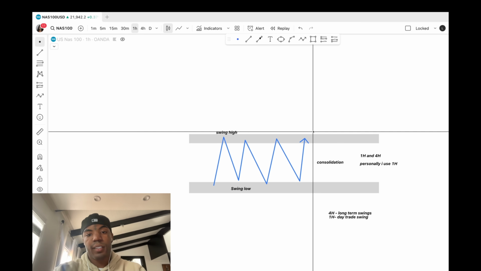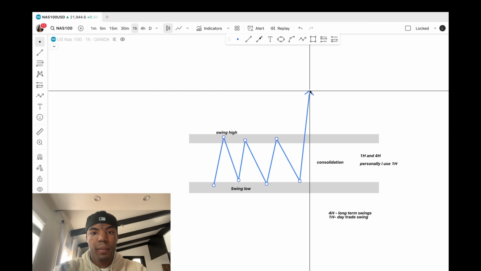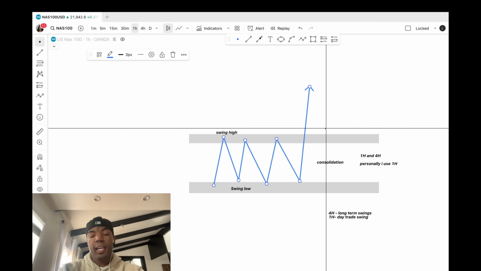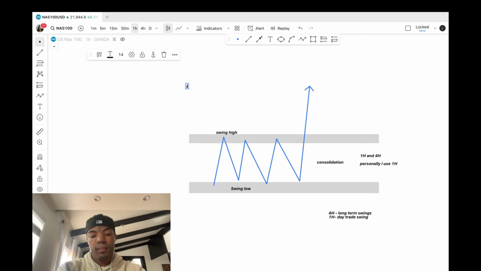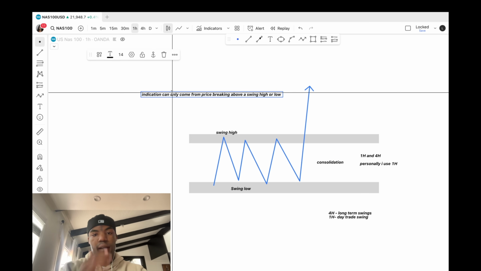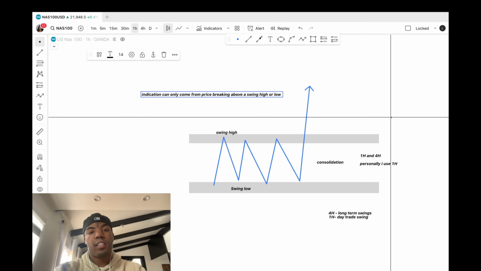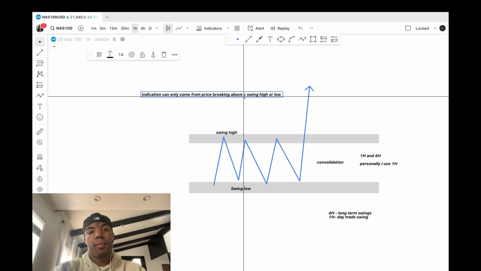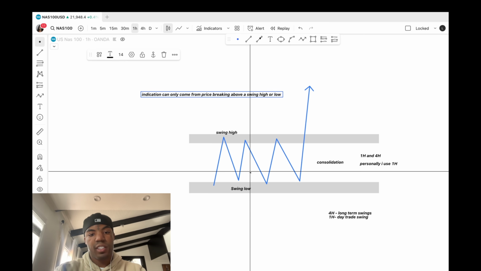So with all this being said, remember yesterday we talked about indication, but I'm going to touch back up on it again. An indication can only come from, you can say it to yourself if you already know, indications can only come from price breaking above a swing high or low. So put that to yourself, teach yourself that. Indications can only come from price breaking above a swing high or swing low. So our swing high, swing low, right?